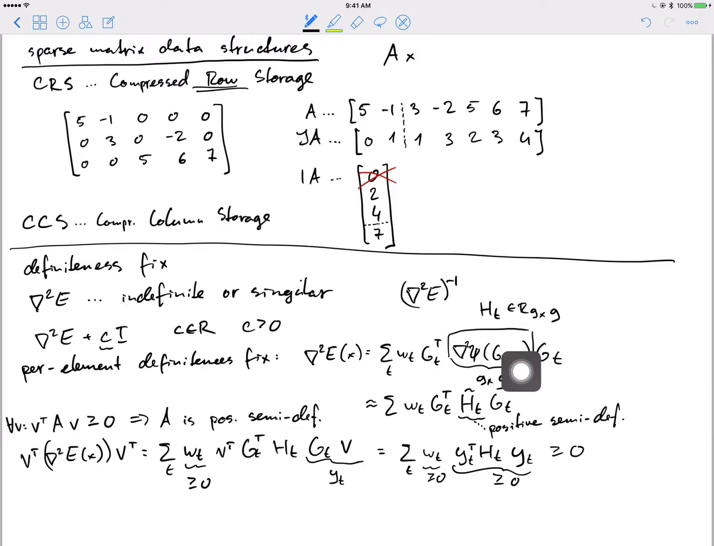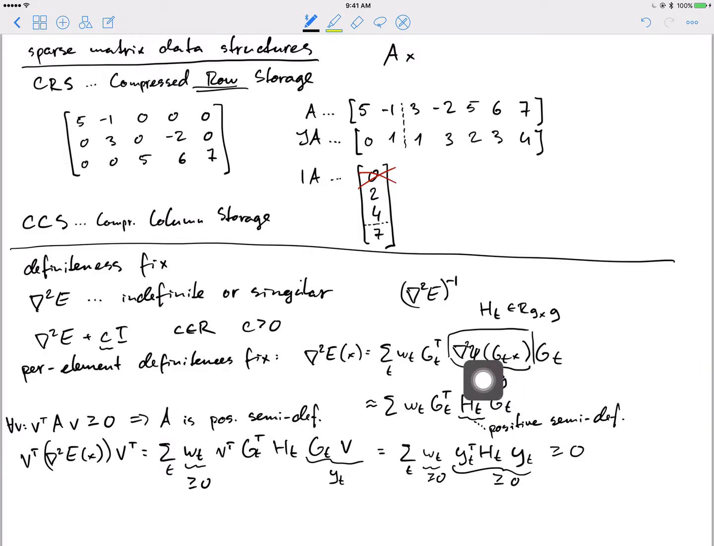So indeed, the definiteness fix amounts to making sure that these 9 by 9 per element Hessian blocks are positive semi-definite. Okay? And how can you do this? Well, if you are computing these things, which you are if you are building your Hessian, okay? So you can just run eigendecomposition on this. That's not a big deal because now we are talking about 9 by 9 matrix. Okay, if it's a 10,000 by 10,000 matrix, the eigendecomposition can get slow. But if it's 9 by 9, it's not that big of a deal.